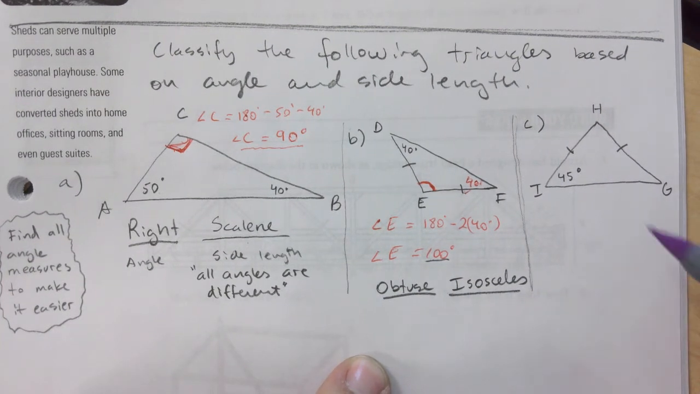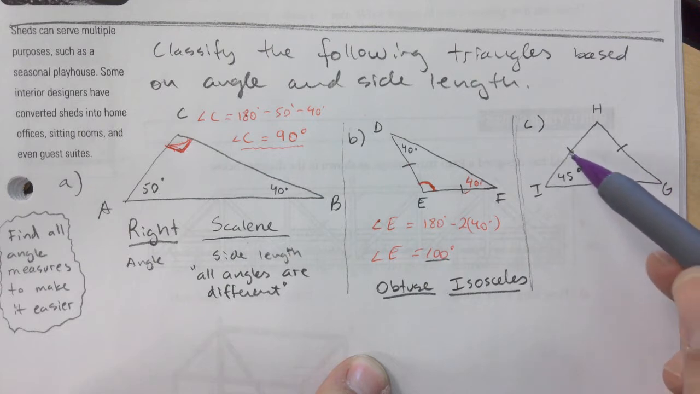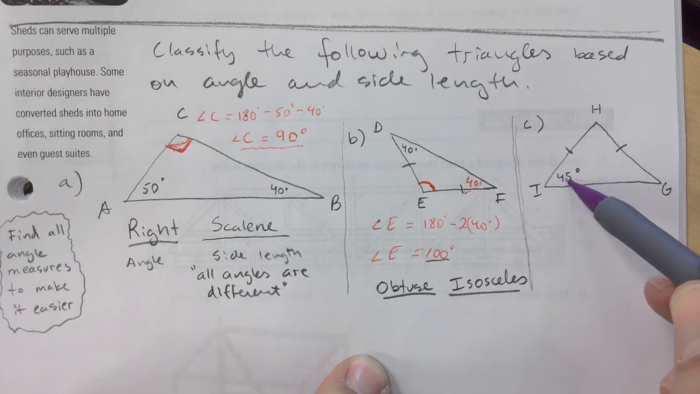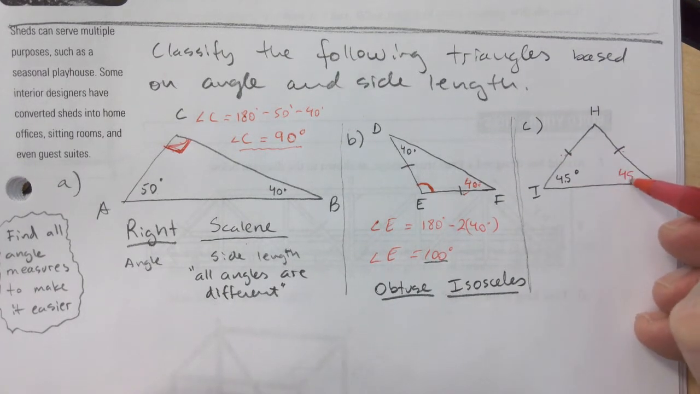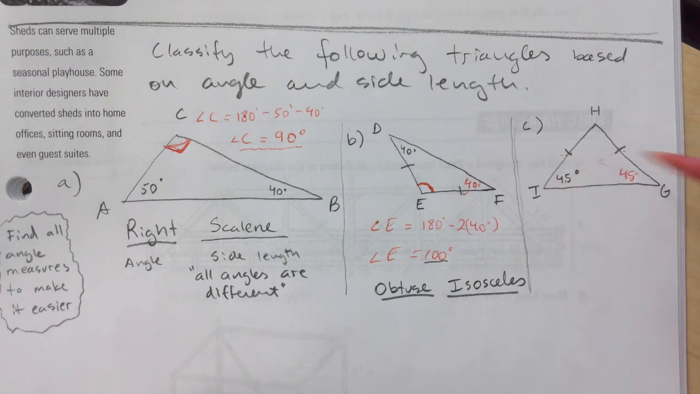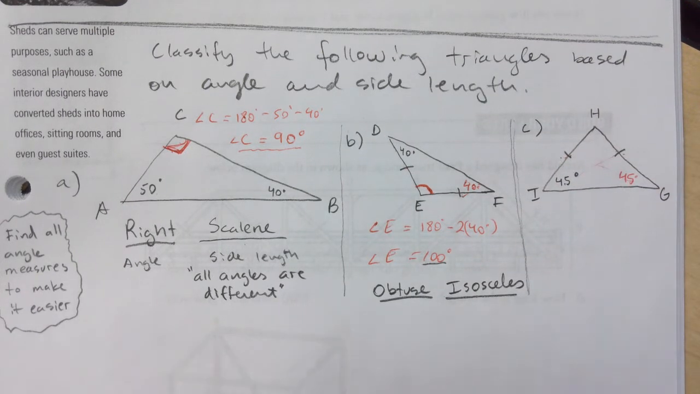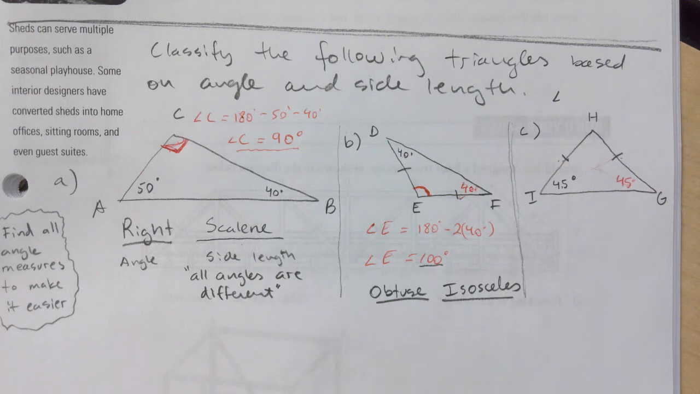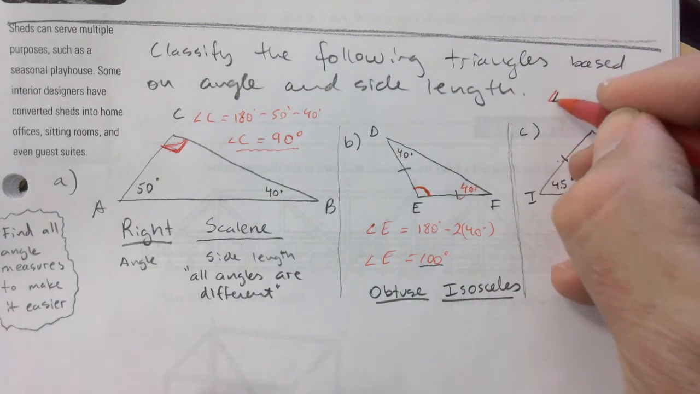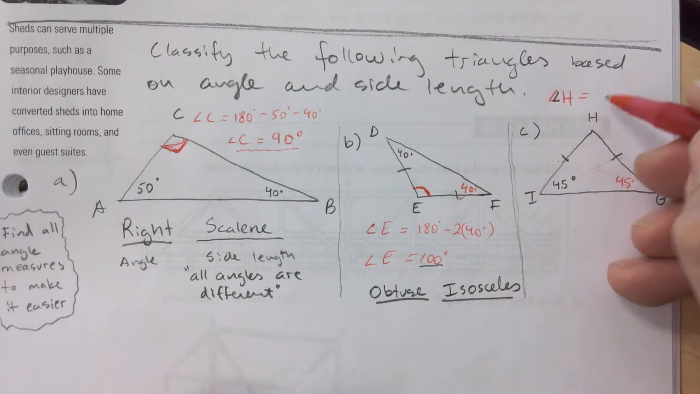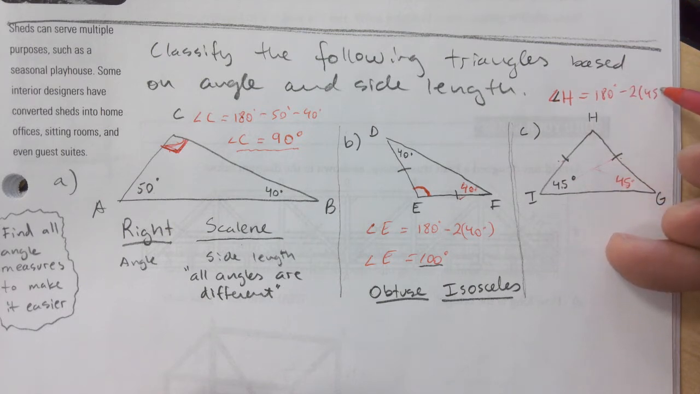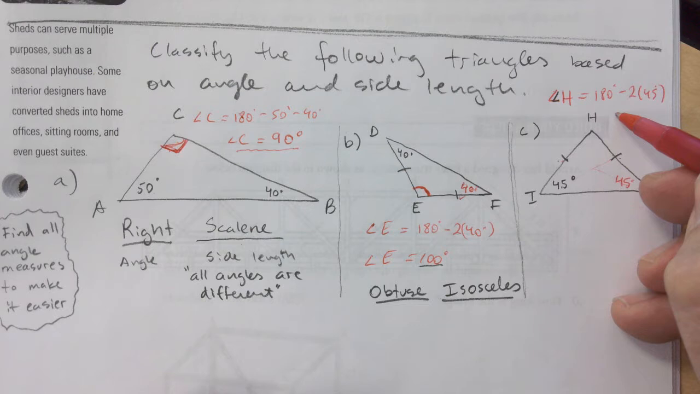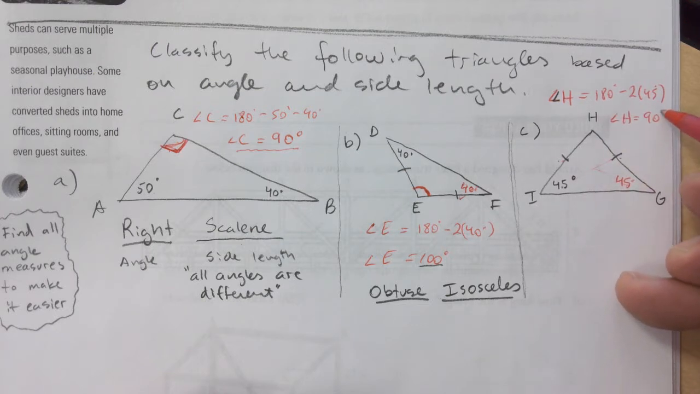Okay, one more. We've got that this is 45, and these two sides are the same. Therefore, I can conclude that this must be 45. So it's always across the two sides. Therefore, H, I'll do that with a red pen here. H will be 180 minus 2 times 45. H happens to be 90 again.